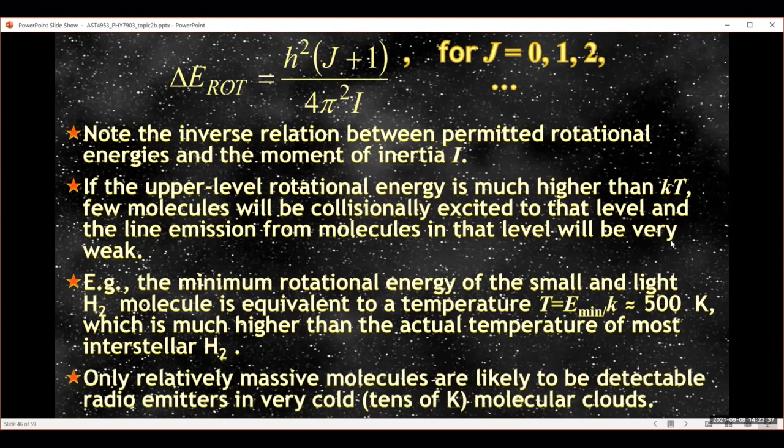But it doesn't mean that we can't detect some more massive molecules, and actually a lot of those molecules can be detected down to tens of Kelvin, relevant to some of the coldest places where new planetary systems and stars start to form.